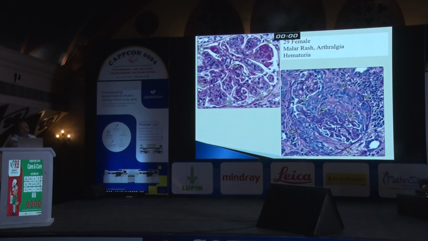So these are bad prognostic factors, and we have this scoring system where we assign an activity and chronicity score. She had a very high activity score and a chronicity score of 2 by 12. So she was treated accordingly.